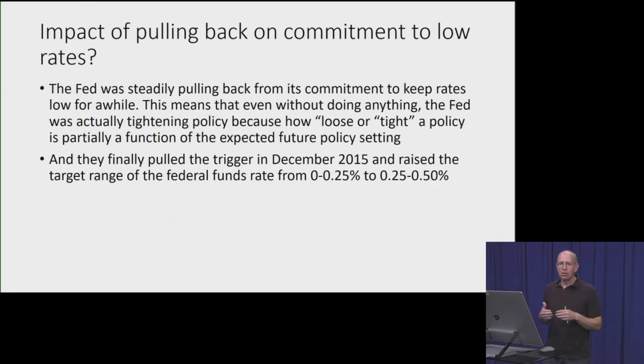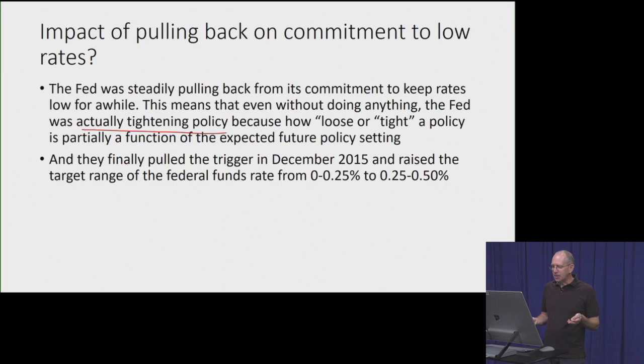And so what's happening here is that the Fed, through 2014 and into 2015, was pulling back from its commitment to keep the federal funds rate low for a while. And so it turns out, even without raising the federal funds rate, by pulling back on that commitment, the Fed was actually tightening policy, because what we've shown is that if they can commit to keeping a target rate low for a while, that helps keep longer-term interest rates low. But once they back off that commitment, other things equal, longer-term interest rates might start to rise again.